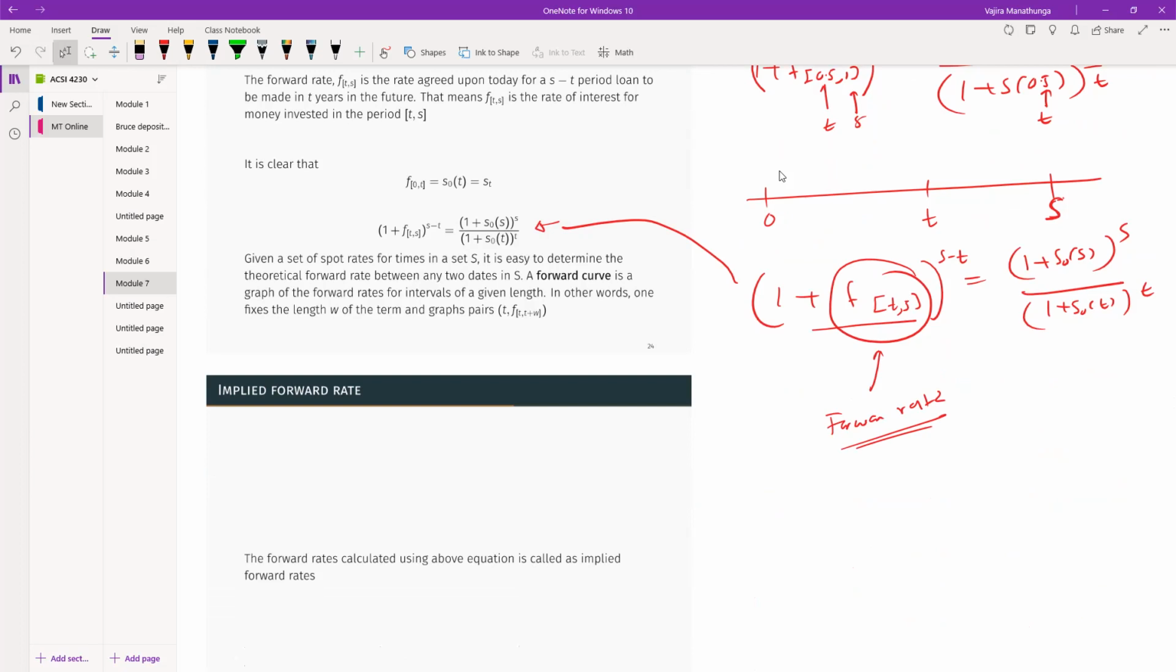You can see that there are two components. One is T, which can be in 6 months. Then the difference, S minus T. So you will see wording like this: forward rate in 1 year for 6 months. So what does 1 year mean? 1 year is T. 6 months is basically S minus T.